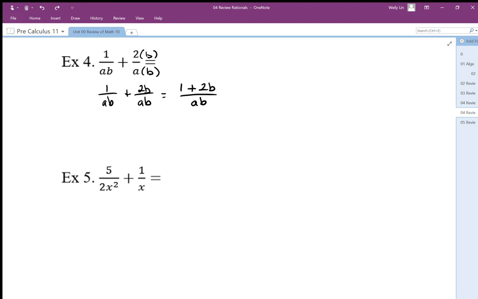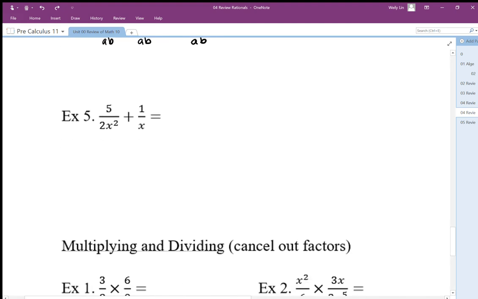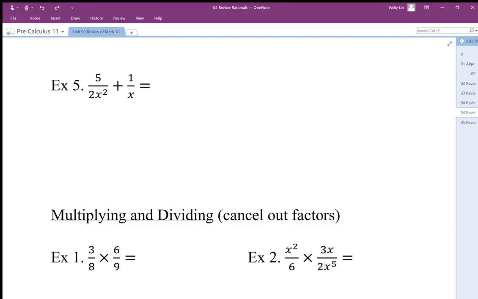So looking at example 5 here, we can see that this has a factor of x, this has a factor of x. What's missing from the right-hand side is that they're missing a factor of 2 and another x. And so I'm just going to put the 2 and the x in the denominator, make sure I balance the numerator. I now have a balanced fraction.